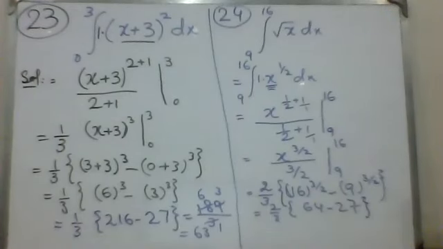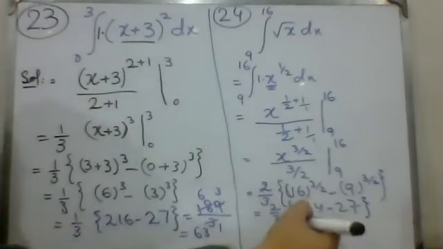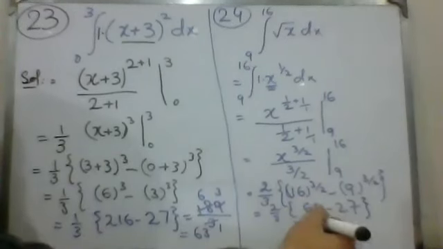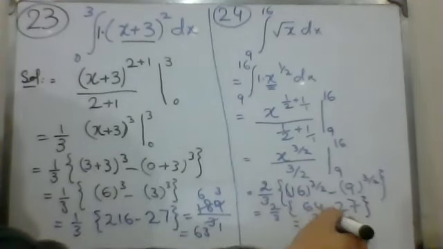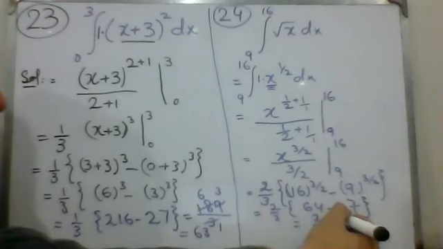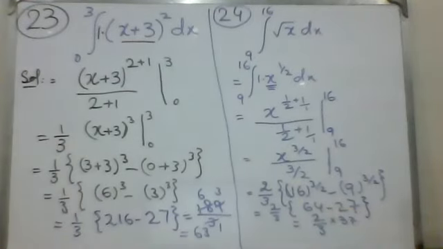64 minus 20, 37. 37 multiplied by 2, like here 2 by 3, multiply by 37. I think 37. Okay. 37 नहीं आएगा, I think 39 आएगा. चेक करें फिर से. Yes, 37. Okay, fine. 37.